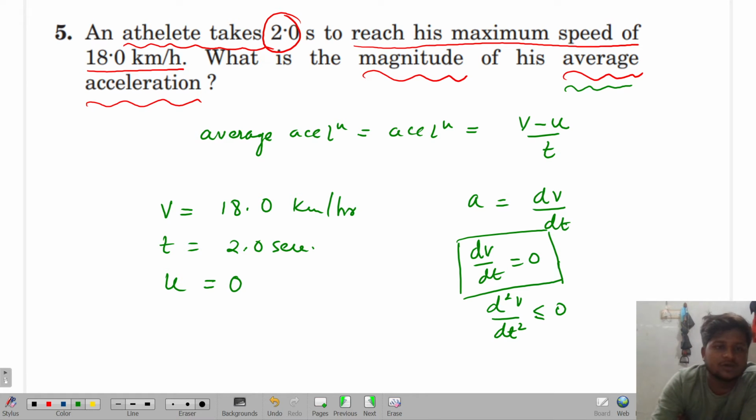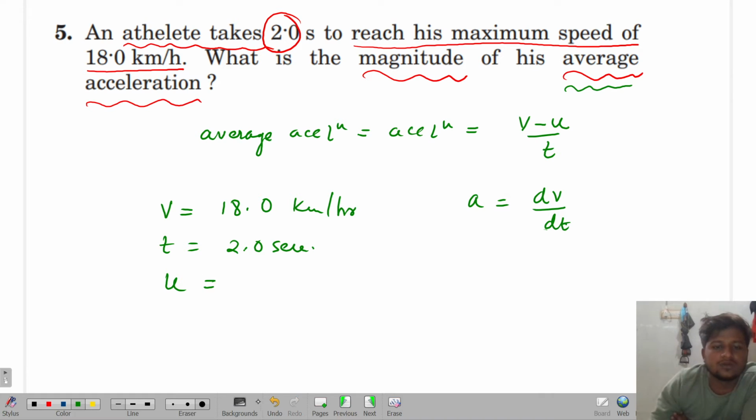Means this concept, are you able to understand me or not? What I told is that acceleration is dv by dt. So to find whether the acceleration is maximum or not... okay, wait, it is asking about maximum speed. Okay, so it is going to reach the maximum speed. So we need to put over here. Wait 1 minute.